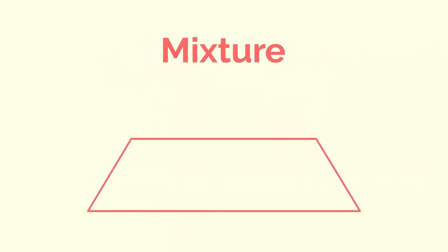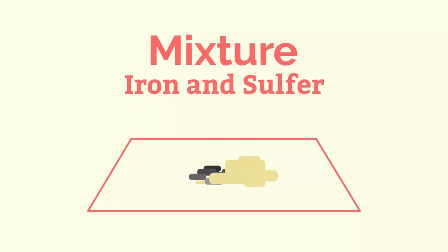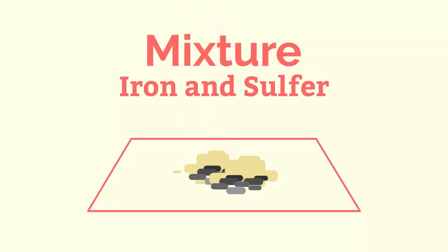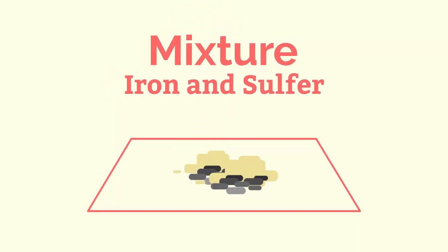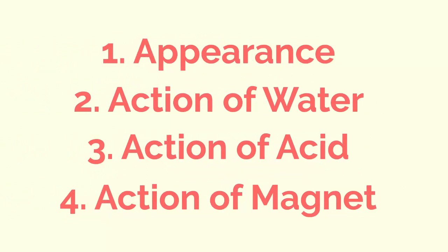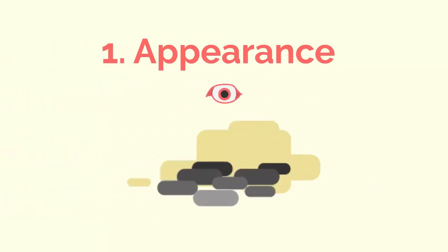So now let's look at performing those same 4 tests on a mixture of iron and sulfur. Some iron filings and sulfur powder are mixed together on a piece of paper, and we now have a mixture of iron and sulfur. If we add a bit more iron and mix, we still have a mixture. We could add a bit more sulfur and mix. It's still a mixture. As said earlier, the components of a mixture, in this case iron and sulfur, are not in fixed proportions. So let's now perform those same 4 tests on the mixture of iron and sulfur.